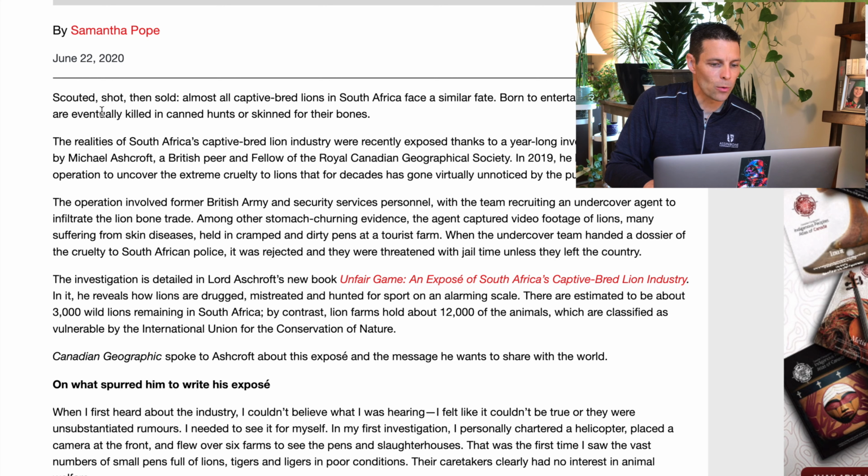Let's talk about how to open an article. What do we do with the opening paragraph? Let's read this one. Scouted, shot, then sold. Almost all captive bred lions in South Africa face a similar fate. Born to entertain tourists, the lions are eventually killed in canned hunts or skinned for their bones. Wow, shocking. Look at all these verbs at the start. Scouted, shot, sold. This is an action paragraph. It's clear that we're jumping into some really kind of ugly action.